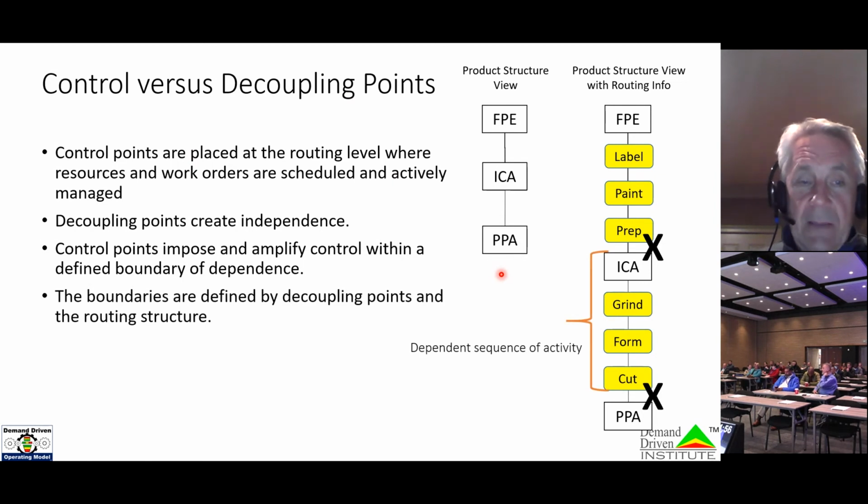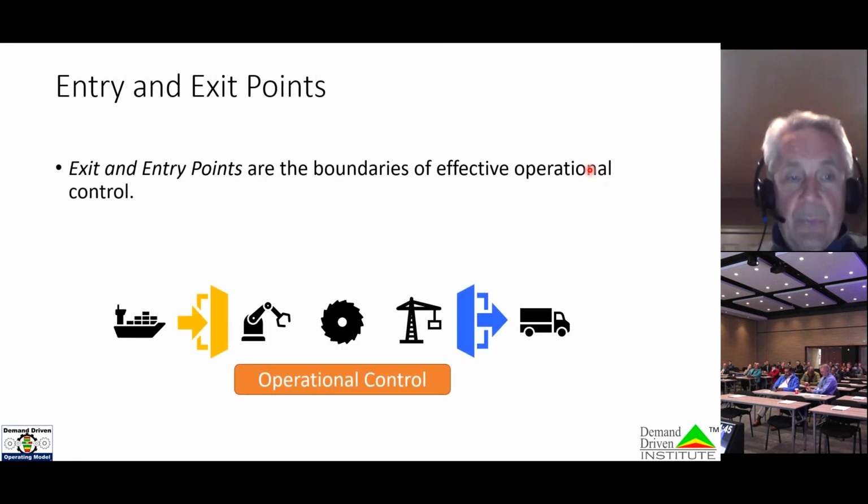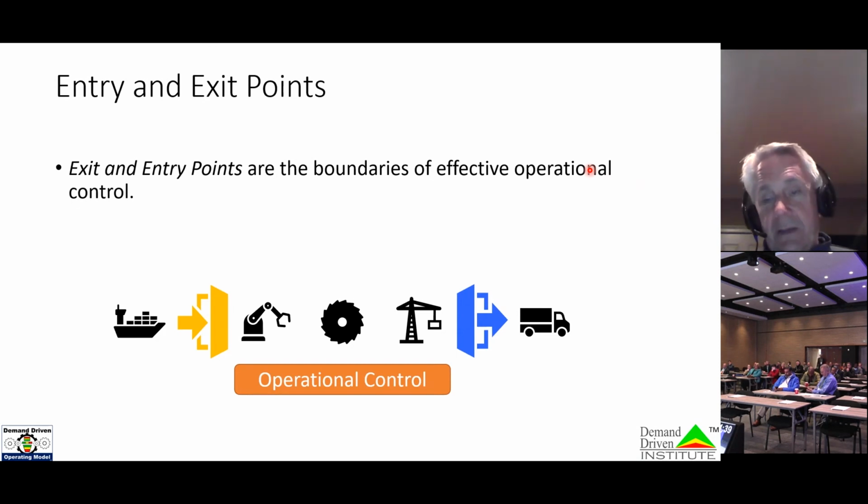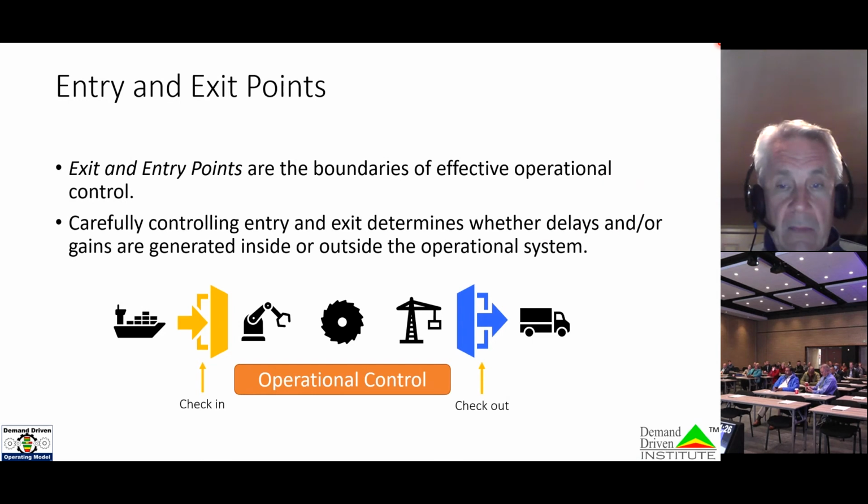The boundaries are defined by decoupling points in the routing structure. So that's the sequence of activity, and the boundary points start to introduce where we can gain control on our overall system. Entry and exit points are the boundaries of effective operational control. You can't control what your suppliers are doing. Once it comes into your operation, you do have control of that. Once you've shipped it, you've lost control now. So it's within those windows that you're going to really be using control points to help us manage. The better we can maintain and control those, the more effective we're going to be at managing what's happening within those two ends of the spectrum here.